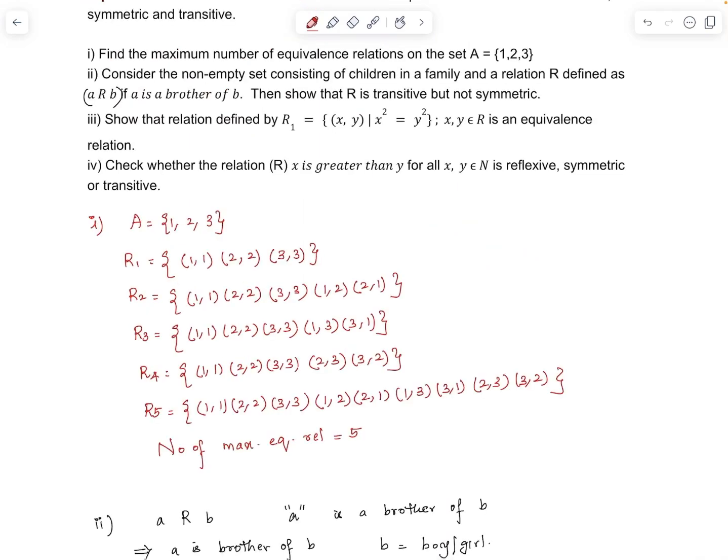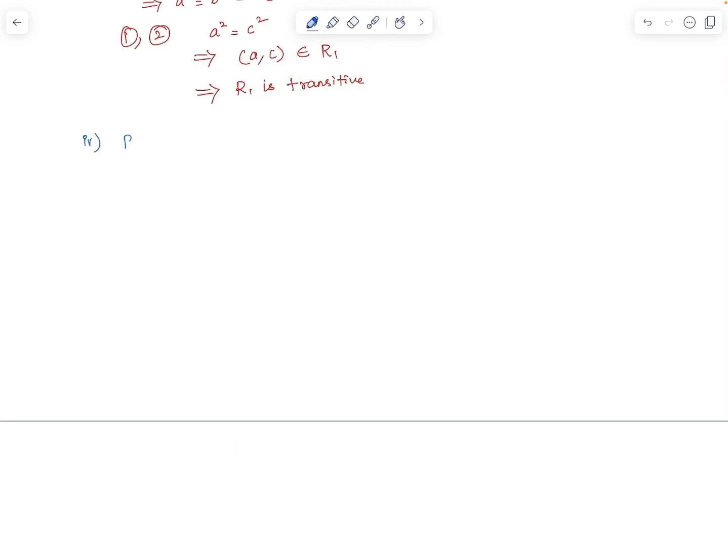Question number 4. Check whether the relation R: x greater than y for all x, y belongs to N is reflexive, symmetric or transitive. The given relation is R equal to the set of ordered pairs (x, y) such that x is greater than y. Let's check whether this is reflexive. Considering (1,1), 1 greater than 1 is false. Therefore, (A, A) does not belong to R, which implies R is not reflexive.